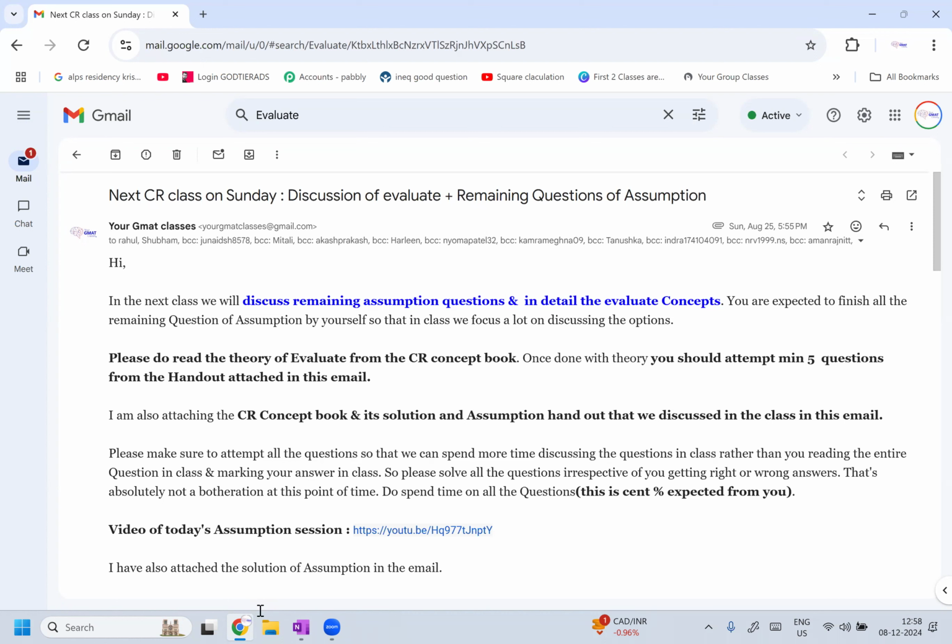In the next class, we'll be discussing the remaining questions of assumptions in detail plus evaluate concepts. You are expected to finish all the remaining questions of assumptions by yourself. So please go ahead, read the CR concept book again. All of you who have not read the CR concept book, just read it once and then do all the questions of assumptions. Reading the CR concept book, you will have great clarity. The reason I don't give you videos of CR before is because I want you to have your own thought process before coming to the class, and then you discuss with me as much as you wish in the class. No issues at all.